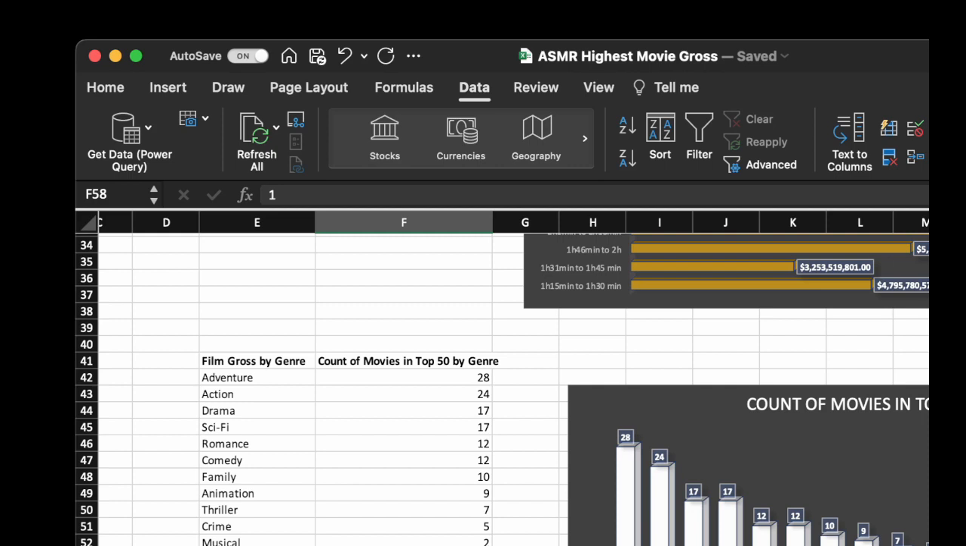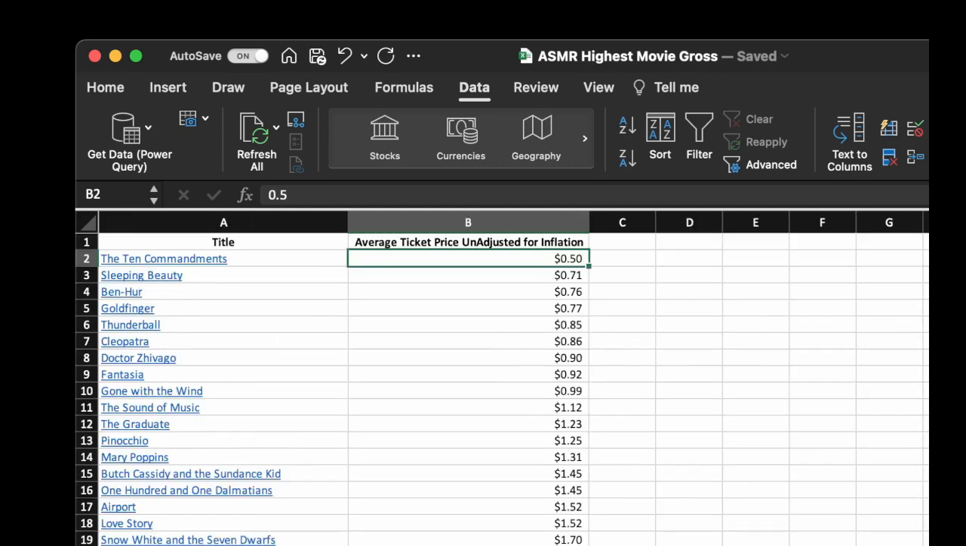Alright, so I also did some calculations to find out what was the cheapest ticket. And as you can see, the 10 Commandments had the lowest average ticket price, 50 cents. And again, this is unadjusted for inflation. 10 Commandments, Sleeping Beauty, Ben-Hur, Goldfinger, Thunderball, Cleopatra, Dr. Zhivago, Fantasia, Gone with the Wind.